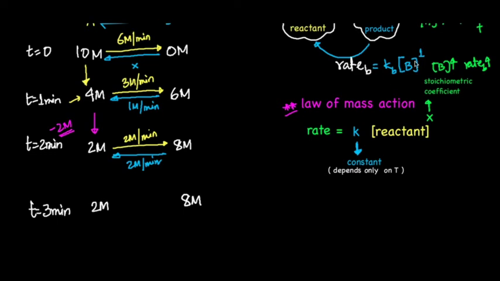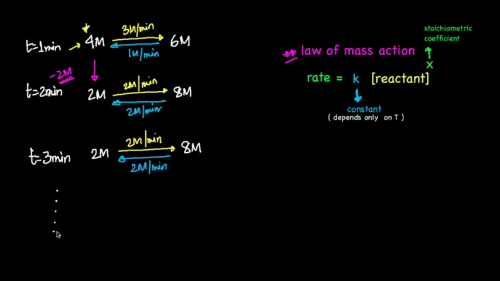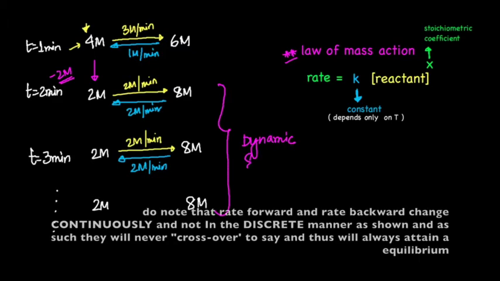So effectively the concentration of A is going to remain 2 molar, while that of B is going to remain 8 molar, right? So because the concentration of A has not changed, and let us say that we are carrying out this reaction at a constant temperature, the rate forward is going to remain 2 molar per minute, and similarly rate backward is also going to remain 2 molar per minute, right? Now the reaction is still going on, but since the rate forward is equal to rate backward, the concentrations do not change, and we can say that the system has achieved a state of dynamic equilibrium.